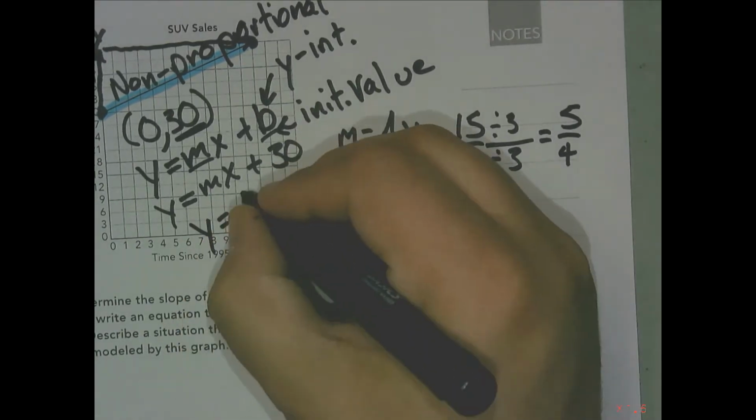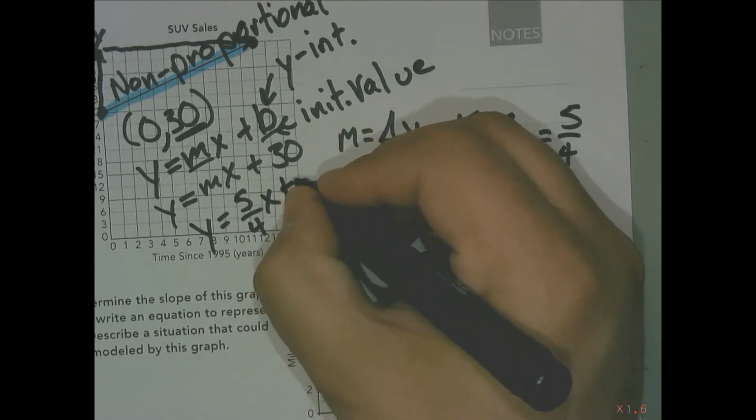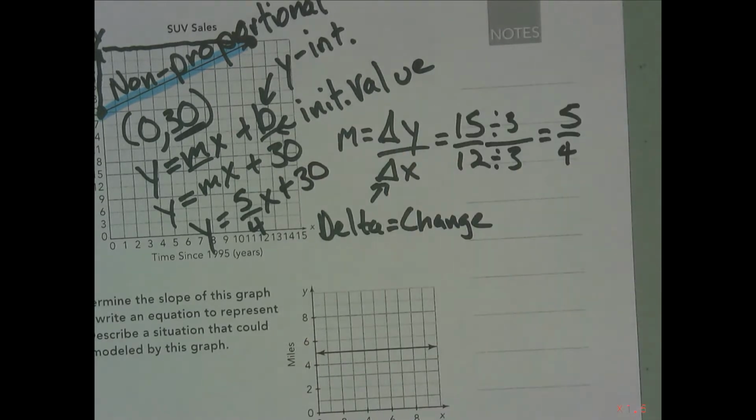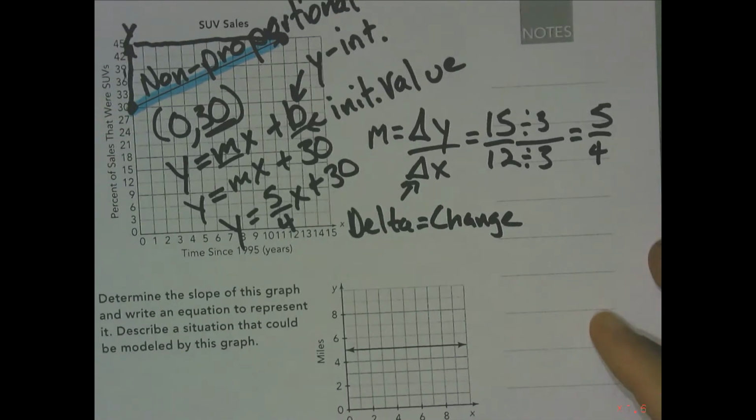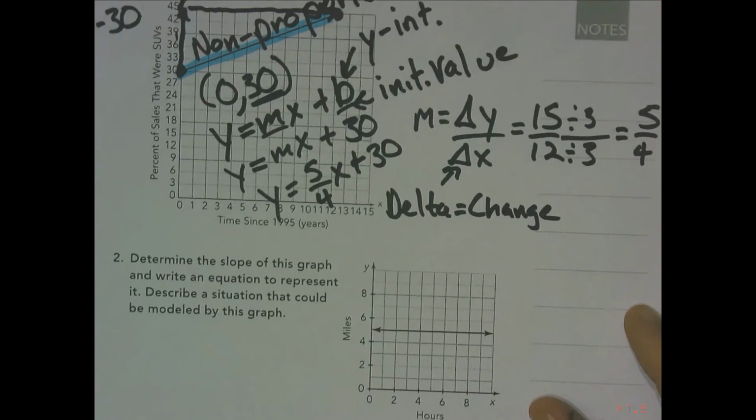All right, so then I could say that this is y equals 5 over 4 x plus 30. Does that make sense? Yes. And we said it was non-proportional. Yes, sir. All right.